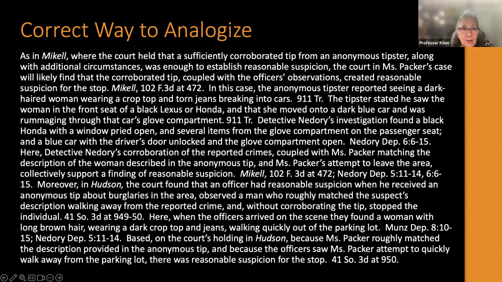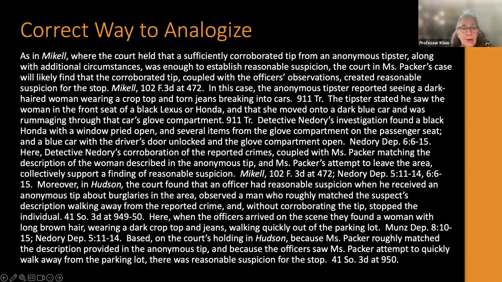That was specific. Moreover, in Hudson, the court found that an officer had reasonable suspicion when he received an anonymous tip about burglaries in the area, observed a man who roughly matched the suspect's description walking away from the reported crime, and, without corroborating the tip, stopped the individual. Citation to Hudson. Here, when the officers arrived on the scene, they found a woman with long brown hair wearing a dark crop top and jeans, walking quickly out of the parking lot.